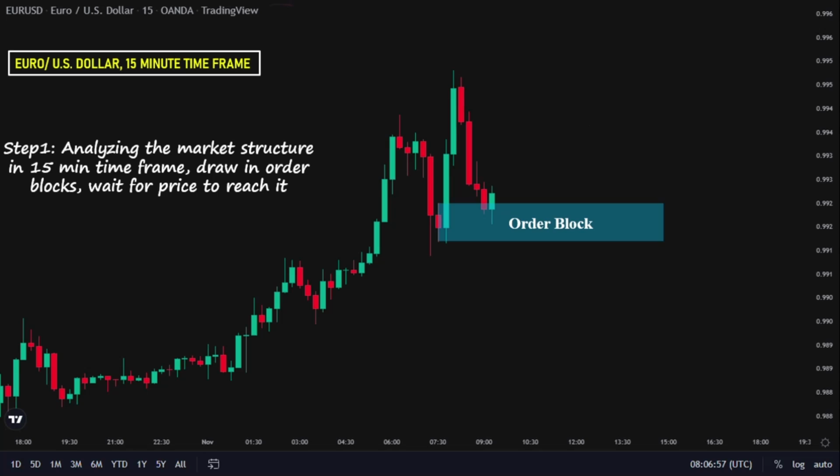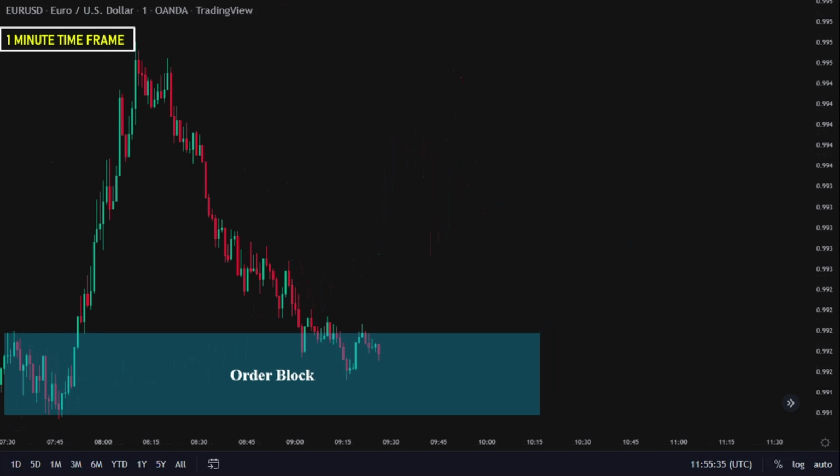So in the second step, we should zoom into our 1-minute time frame and wait for price to form a change of character. Then we will draw in a new 1-minute order block. As you can see here, in our 1-minute time frame we are facing a pretty strong downtrend, that price finally reached our 15-minute order block. So in the second step, price must show us a change of character. If price could not make a change of character, then we will have no trade.